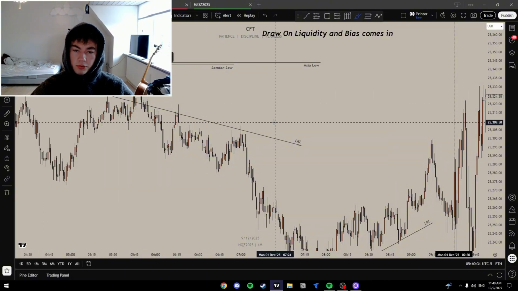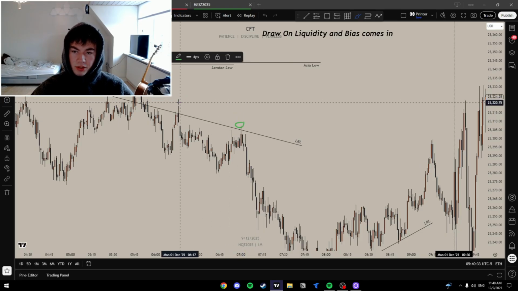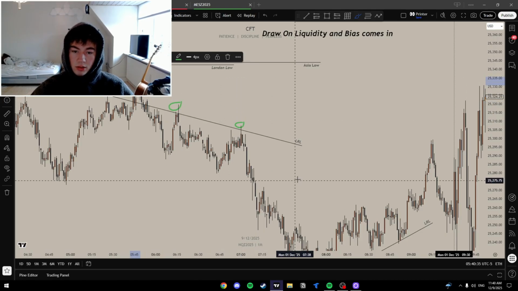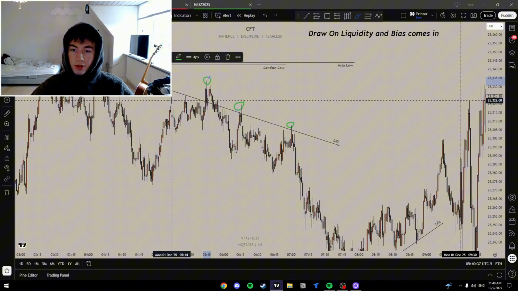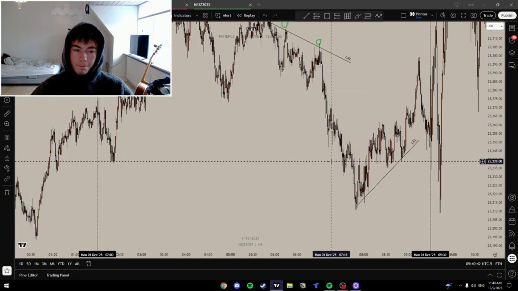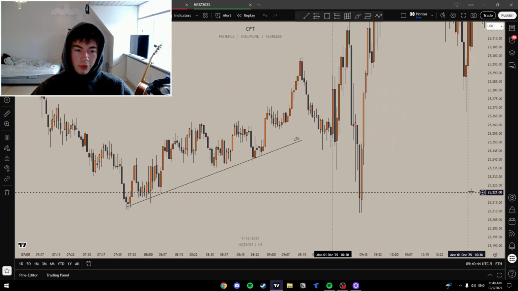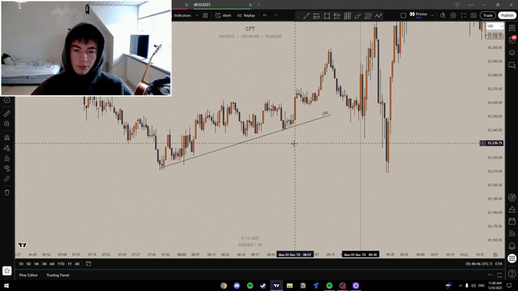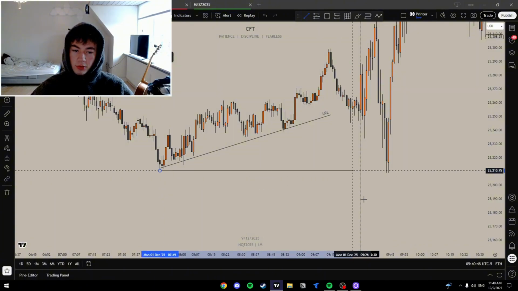Why does the market want to do that, you might ask? Well, because people place their stop losses on these highs right here. That's why they are so significant. And what do you reckon? Look at the market. Sweeps out all these stop losses.